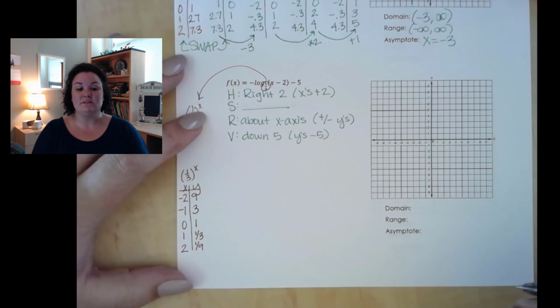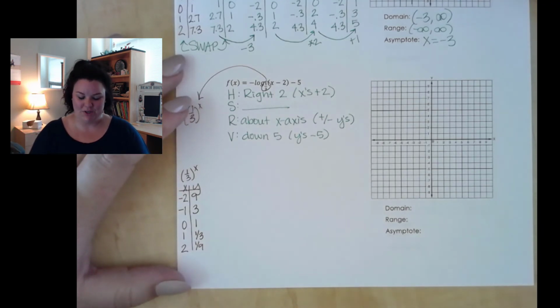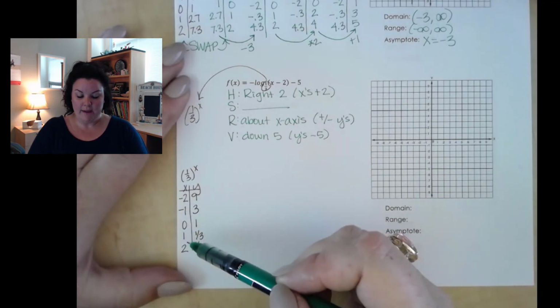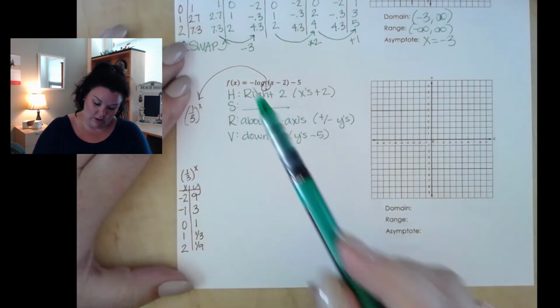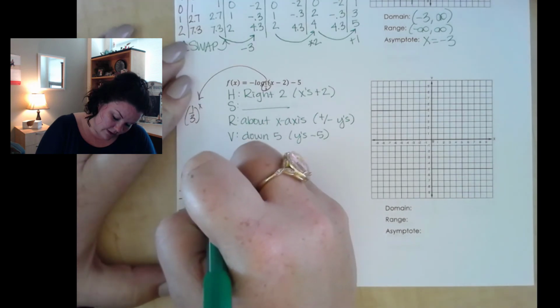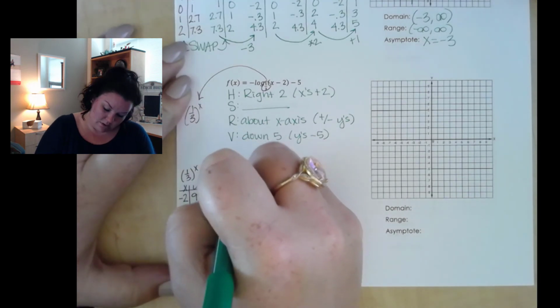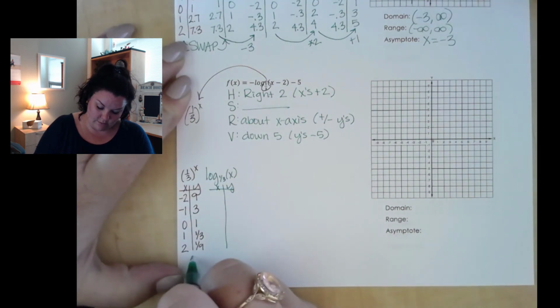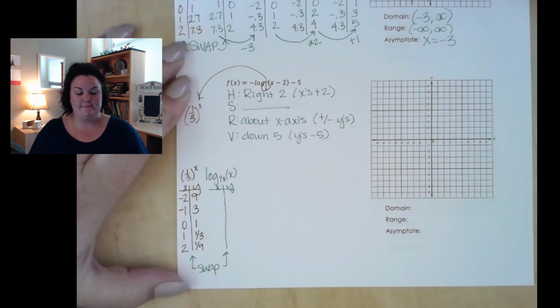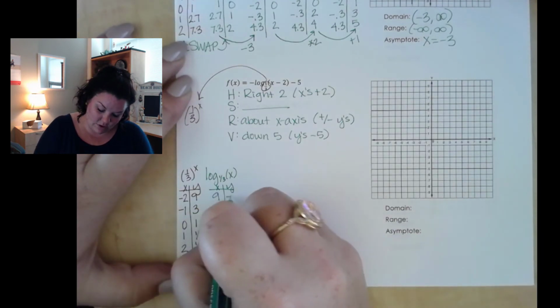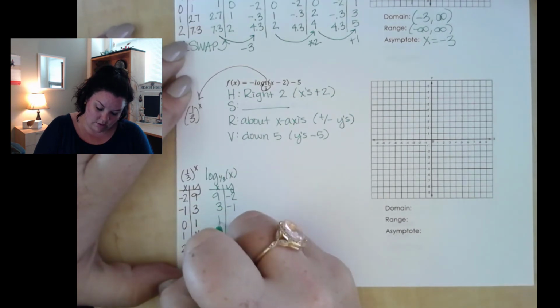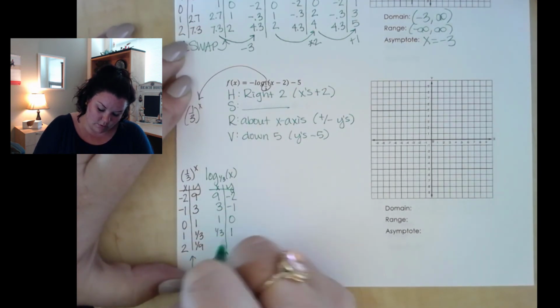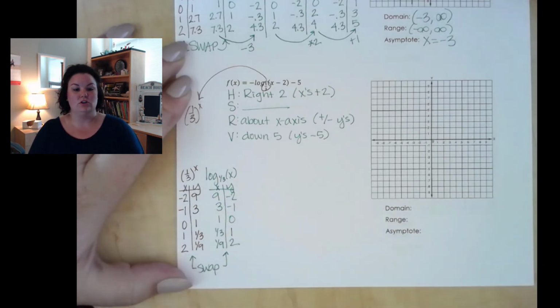Okay, so that gives me my exponential starting table. But remember, we want to do logs, not exponential. So now let's go ahead and swap it so we get log base 1/3 of x. Going from here to here, we have to swap. So now we have 9, -2, 3, -1, 1, 0, 1/3, 1, and 1/9, 2.